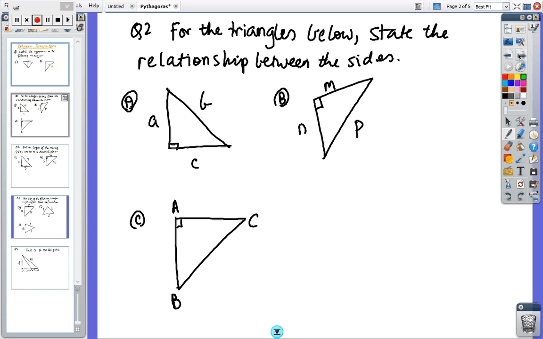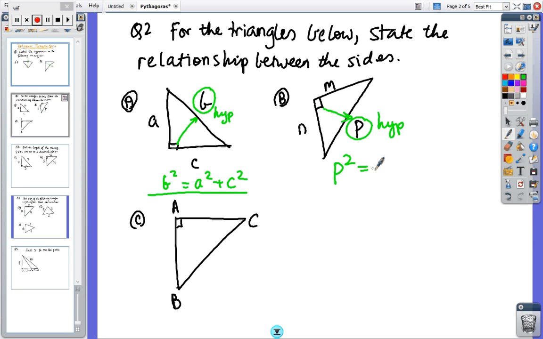Okay, so in the first one, first thing you do is label the hypotenuse. So that's the hypotenuse, and so that's the longest side. So b squared equals a squared plus c squared. So that's the first one. In the second one, we go to the right angle. The side opposite the right angle is the hypotenuse. The hypotenuse is the longest side, so p squared equals n squared plus m squared, or vice versa. You could have the m first. The same in the first one, you could have the c first.